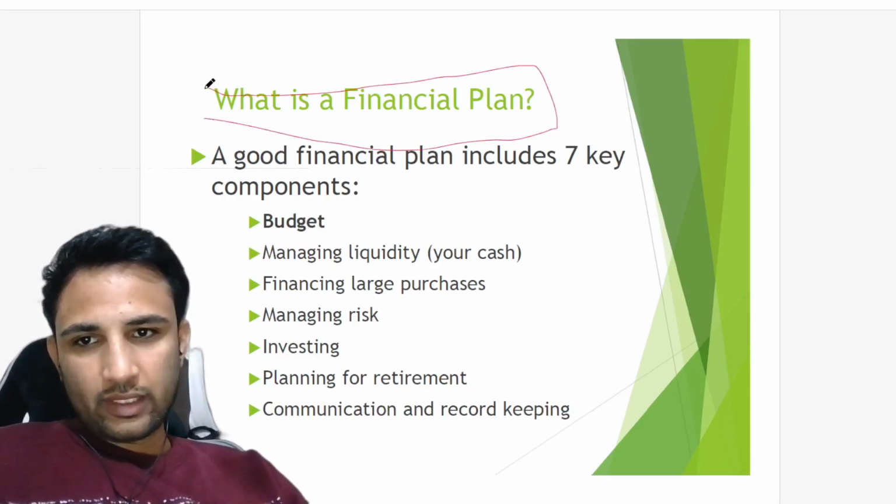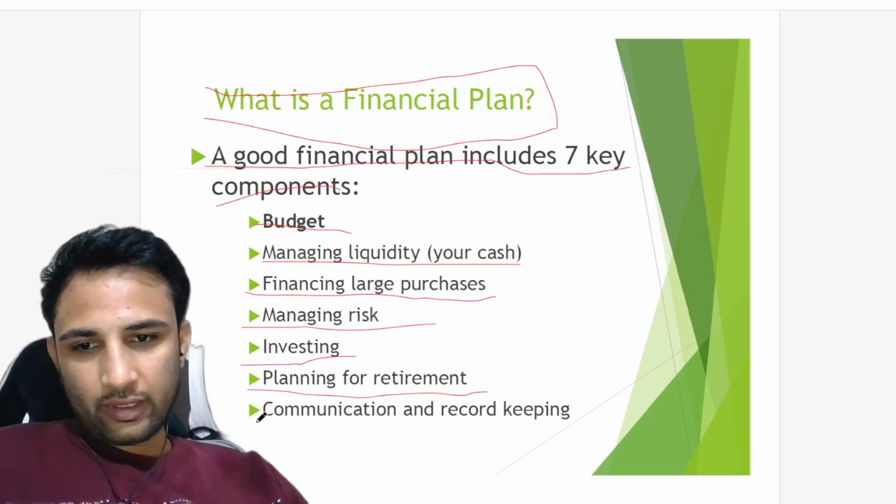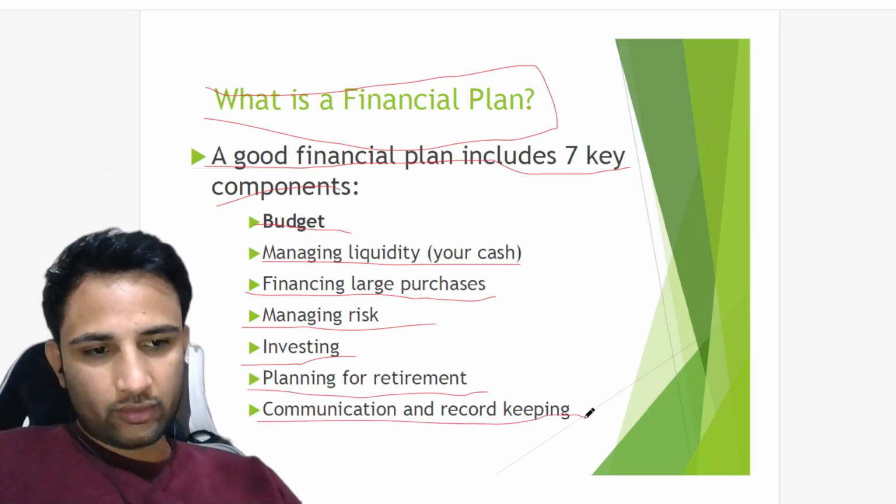So, what is a financial plan? A good financial plan includes 7 key components: budget, managing liquidity, that is your cash, financing large purchases, managing risk, investing, planning for retirement, and communication and record keeping.